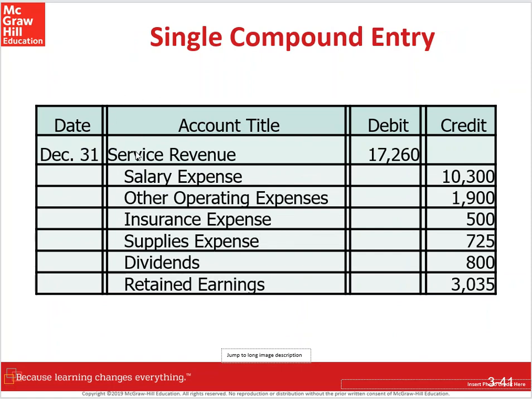So we go through and we debit and credit every single temporary account, and then we compute the mathematical difference to make our journal entry balance, which is 3,035. Does that number look familiar to you at all? 3,035? I want to go back to our statement of changes in equity.